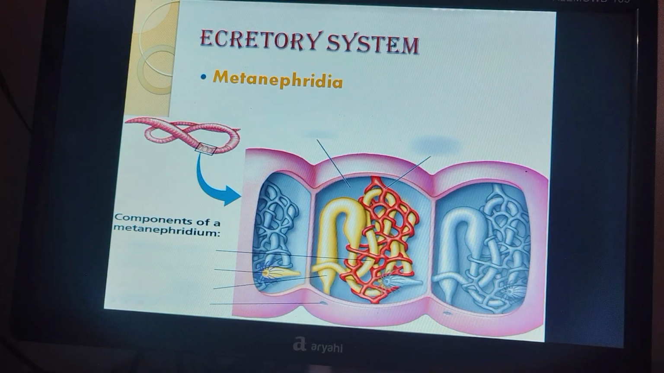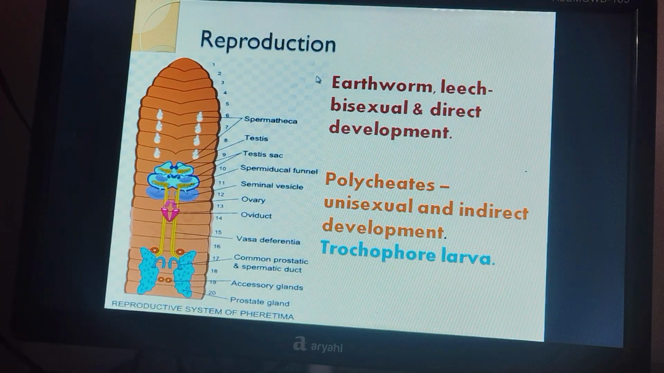Next, excretory system. The excretory system mainly consists of metanephridia for excretion. They help in excretion. So this is metanephridia. Like this metanephridia will be there, and this opens into the coelom through the nephrostome. This is the nephrostome, this yellow color one here. Right. Metanephridia.